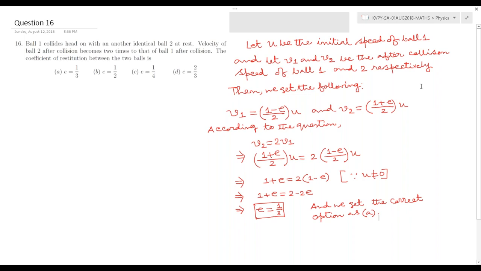Ball 2 was at rest. So this is ball 2, it was at rest, and here is ball 1. It comes with a velocity of u. This is before collision: ball 2 is at velocity 0. After collision, what happens?